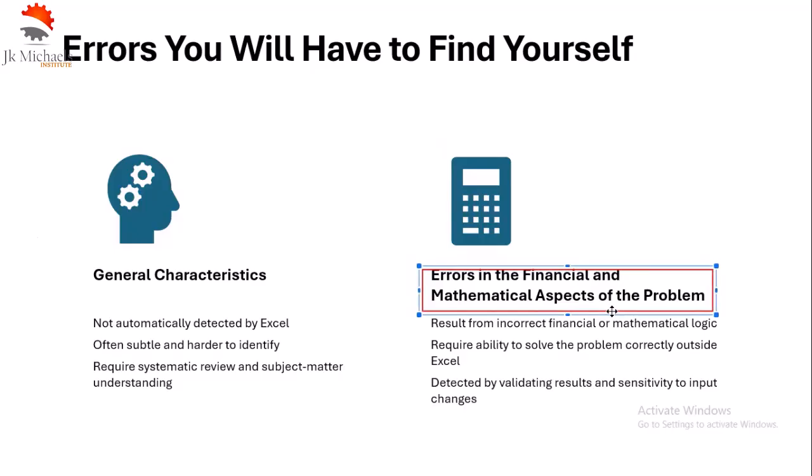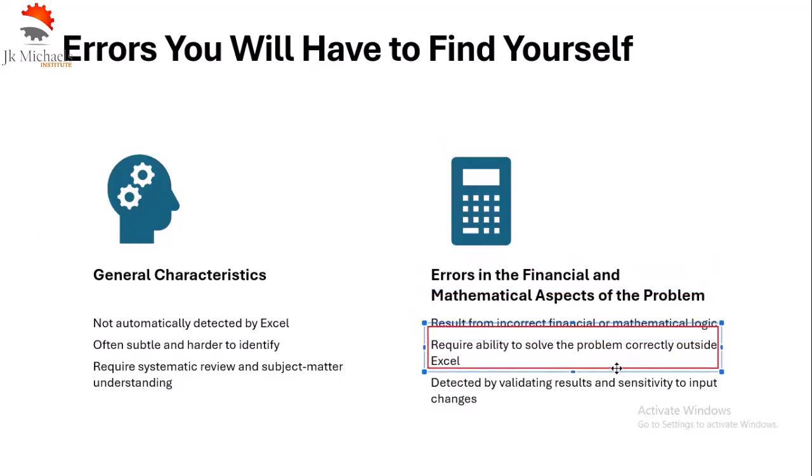Now, if you don't understand how or why we do it that way, you're likely to make mistakes. Another thing that can bring about mistakes is when you're applying the additions and subtractions in the cash flow statement. If you make errors there, they're going to be subtle and not very easy to note. And I'm going to show us where all these errors can come from. So if you use an incorrect financial or mathematical logic, then you're going to have one of these kinds of errors. They require the ability to solve the problem correctly outside Excel. You need to understand the mathematical logic because Excel will not even be able to detect that something went wrong, right? You need to detect it by validating results and sensitivity to input changes.